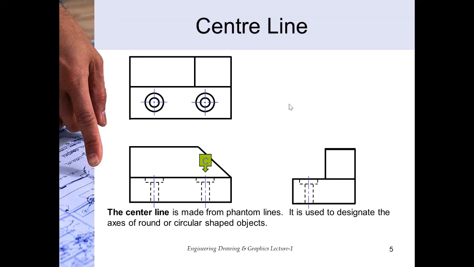Then we have the center line. Center line is basically used to show the center of an object or to show the symmetry. Like for example, you have this top view, and in it you have these two holes. So you are basically showing the center of these holes. So what you are doing is basically, this is your hole.